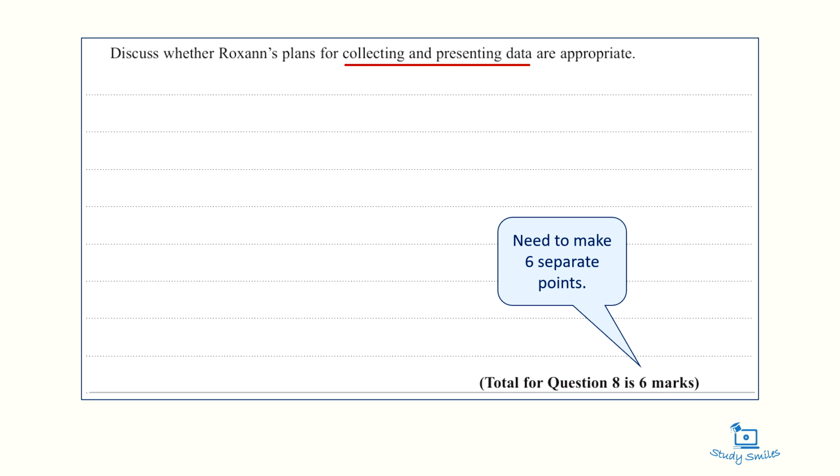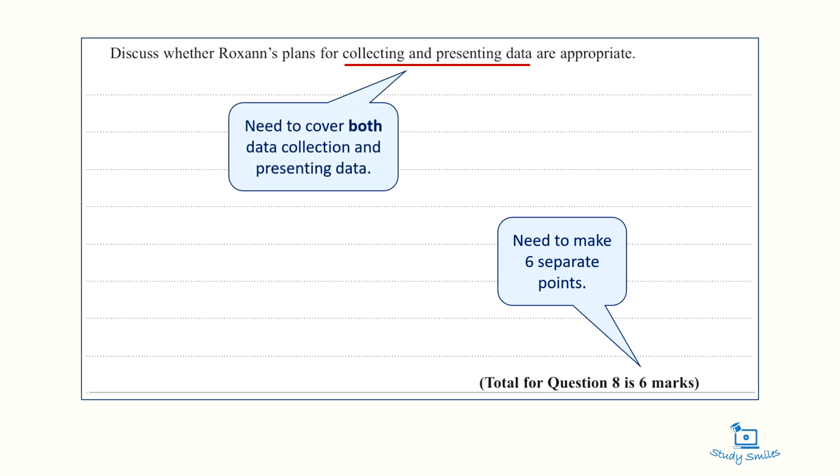Secondly, the question asks you to discuss Roxanne's plans for collecting and presenting data. You therefore need to cover both collection of data and presenting data in your answer. Now, it makes sense to make 3 statements on collecting data for 3 marks and then make 3 statements on presenting data for another 3 marks.